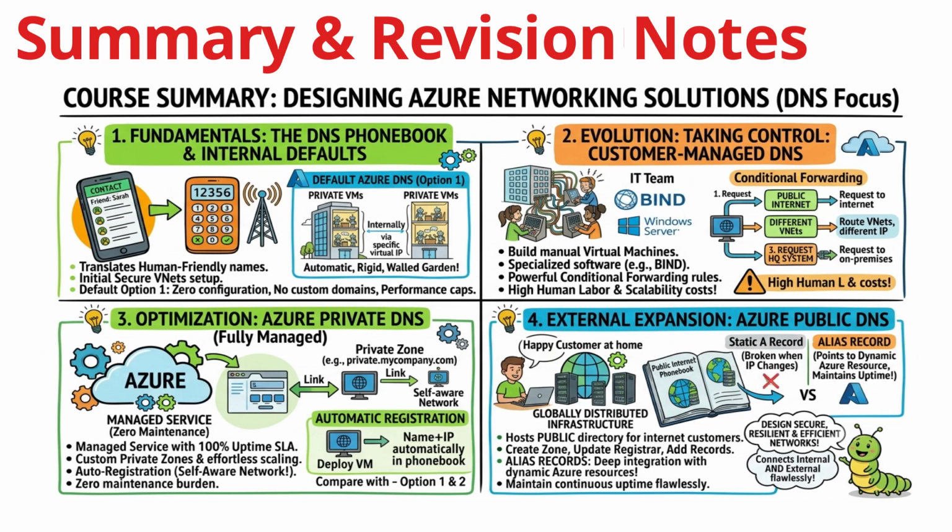To optimize this, we implemented Azure Private DNS, which fully managed the environment and automatically registered new virtual machines to eliminate human error. Finally, the architecture expanded externally to face the public Internet, where Azure Public DNS hosted global directories and leveraged dynamic alias records to maintain flawless continuous uptime.